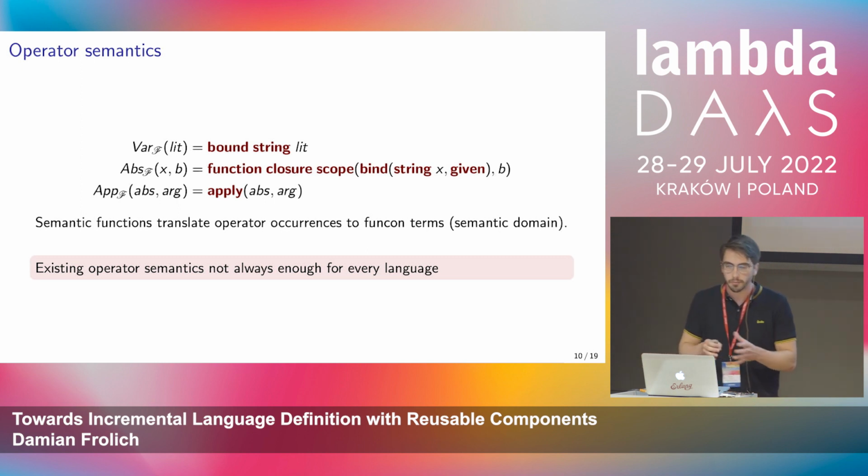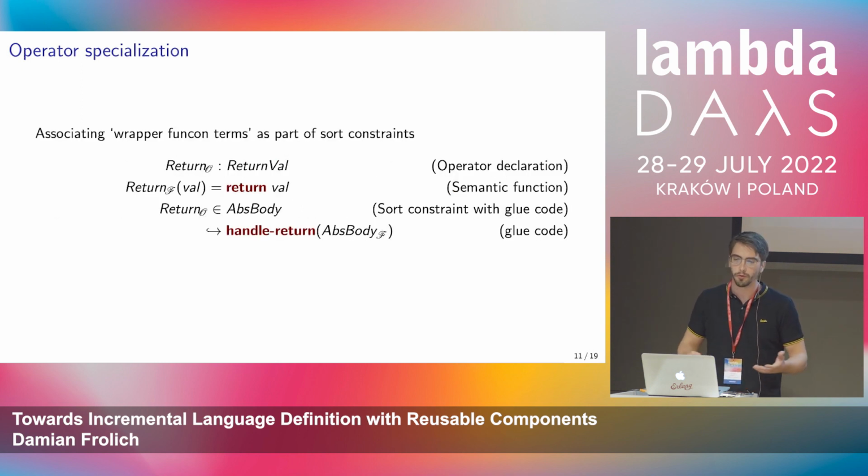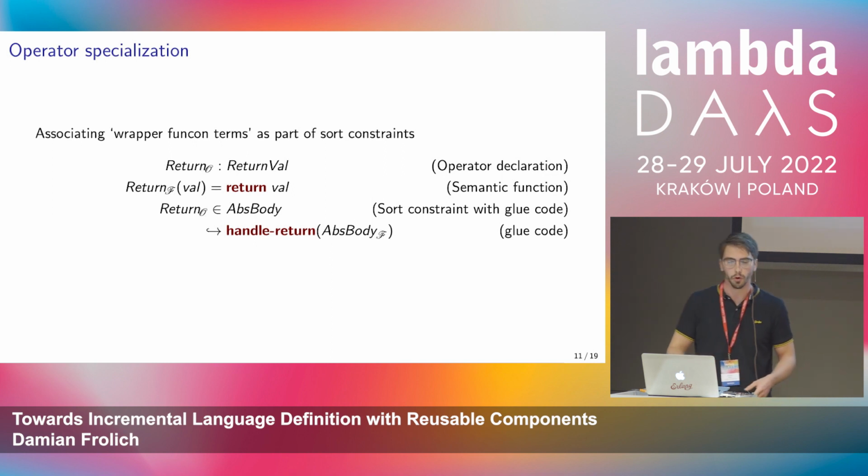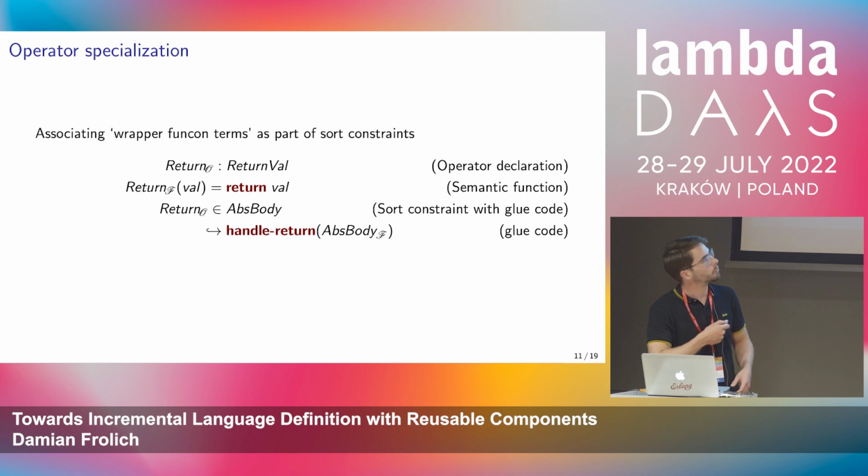However, the existing semantics is not always enough for every language, because you can't envision all usages. So what we can do is we can specialize operators by adding wrapper Funcon terms. So in this case, we want to extend our abstractions, turning them into procedures, so that we can have return statements that do an early return. To do that, we introduce a new operator called return. It has one operand, the value we want to return, and the semantics is just a simple return.